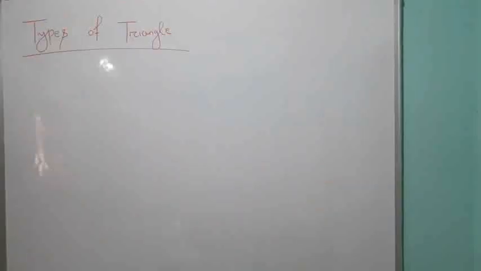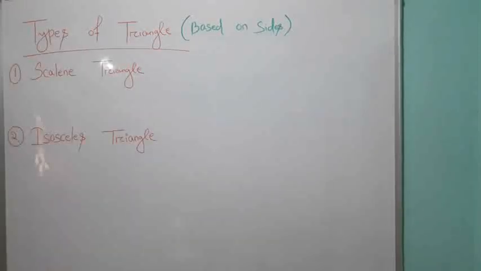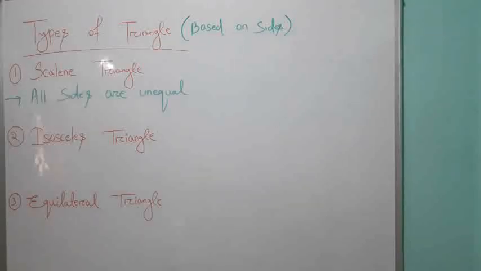Okay. Types of triangle based on sides. Triangles are of three types based on sides. Those are scalene triangle, isosceles triangle, and the third one is equilateral triangle. Scalene triangles are those triangles whose all sides are unequal. That means all sides are unequal.